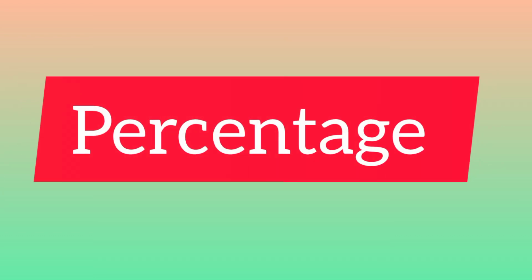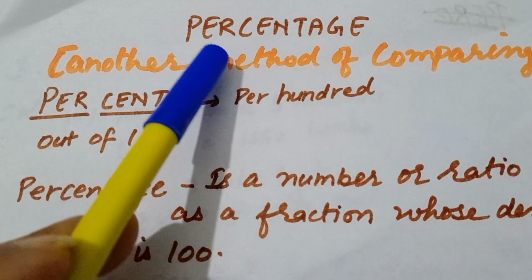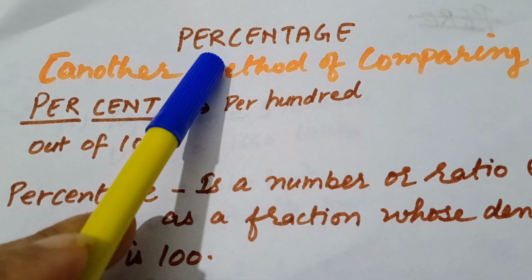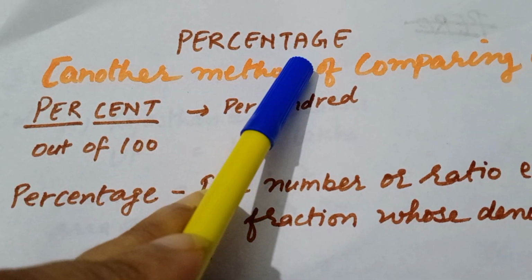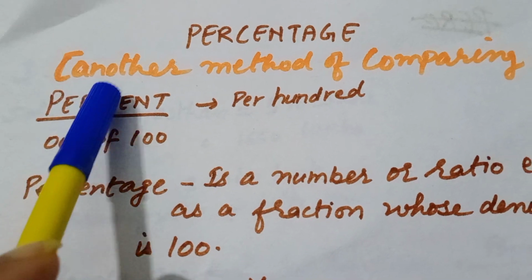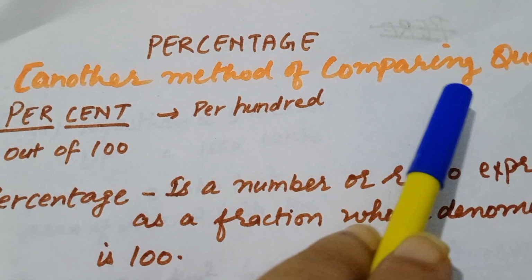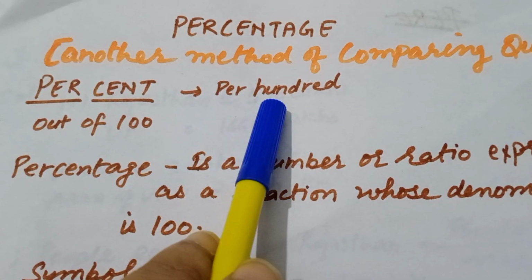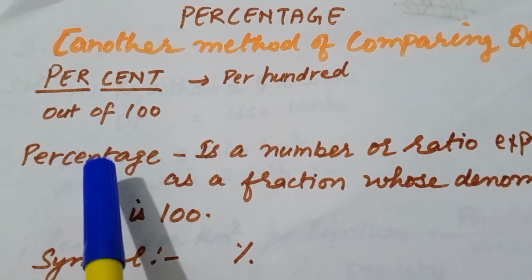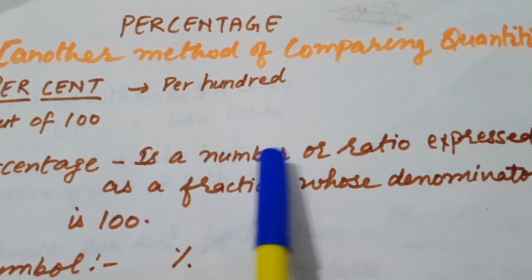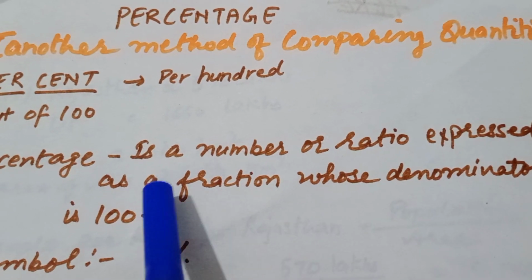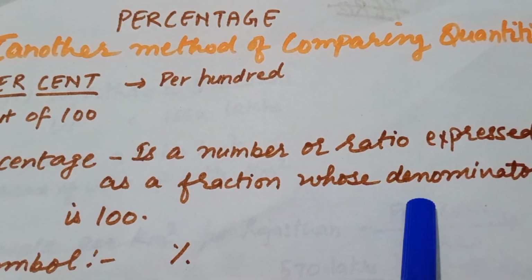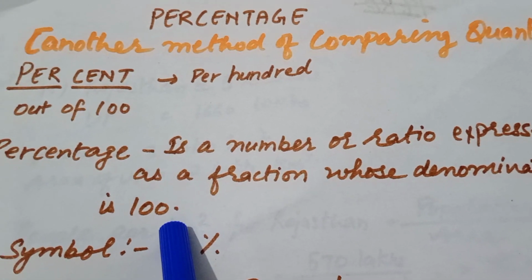Today we will do a very important topic, that is percentage. Percentage is another method of comparing quantities. Percent means per 100, out of 100. Percentage is a number or a ratio expressed as a fraction whose denominator is 100.